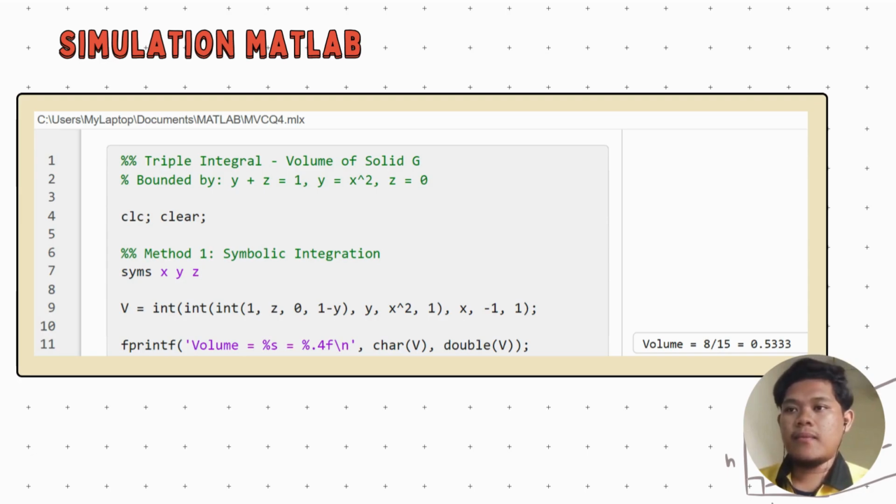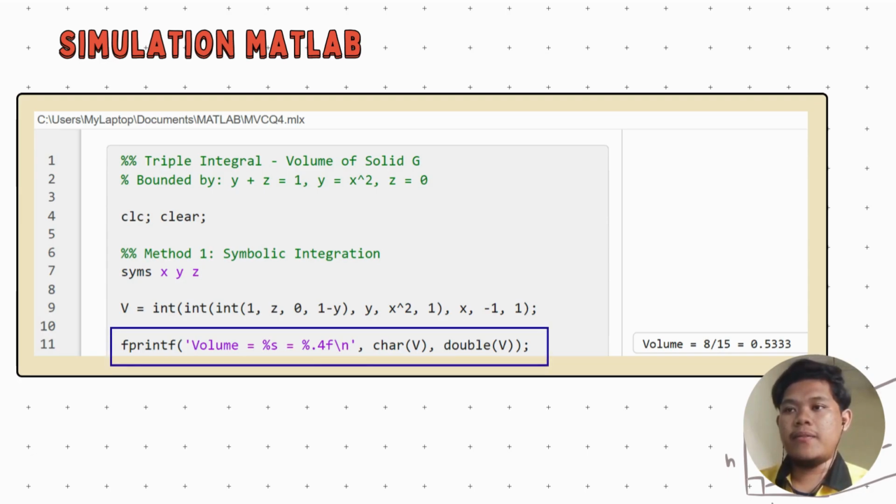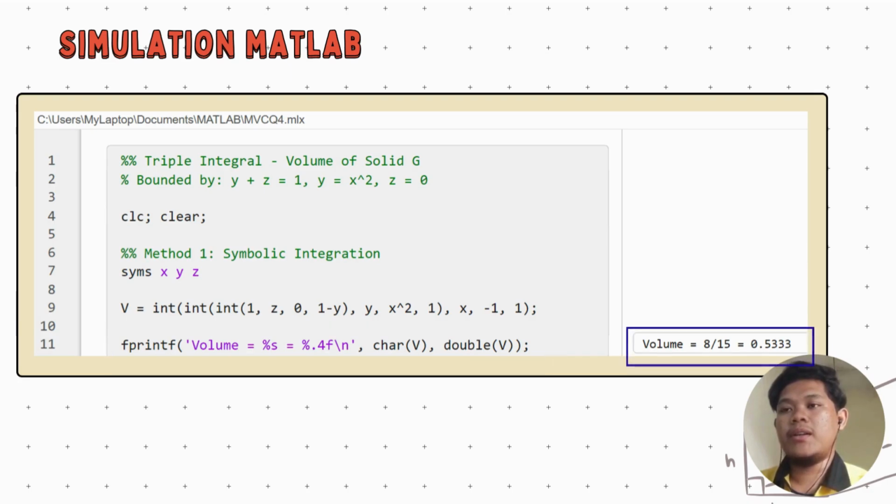Lastly, the function fprintf is used to display the output value, with char, which is a character string, to show the output value in fraction, and then double is used to show the output value in decimal, and we get the final answer verification is 8/15 or 0.53333.